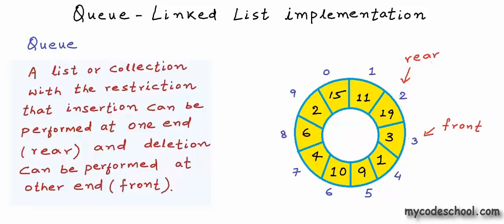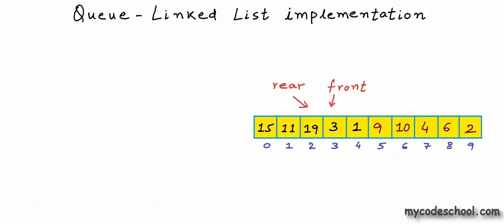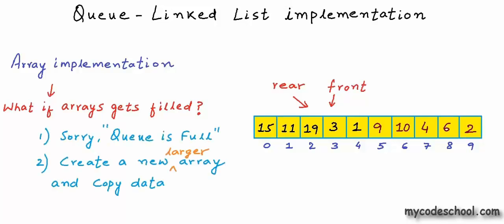Please note that this representation of circular array that I'm showing here is only a logical way of looking at an array. We can show this array like this also. As I was saying, in an array implementation, we will have this question: what if array gets filled? And we need to take care of this. We can either say queue is full, or we can create a new larger array and copy elements from previous filled array into this new larger array. The time taken for this copy operation will be proportional to number of elements in filled array, or in other words, we can say that the time complexity of this copy operation will be big O of n.